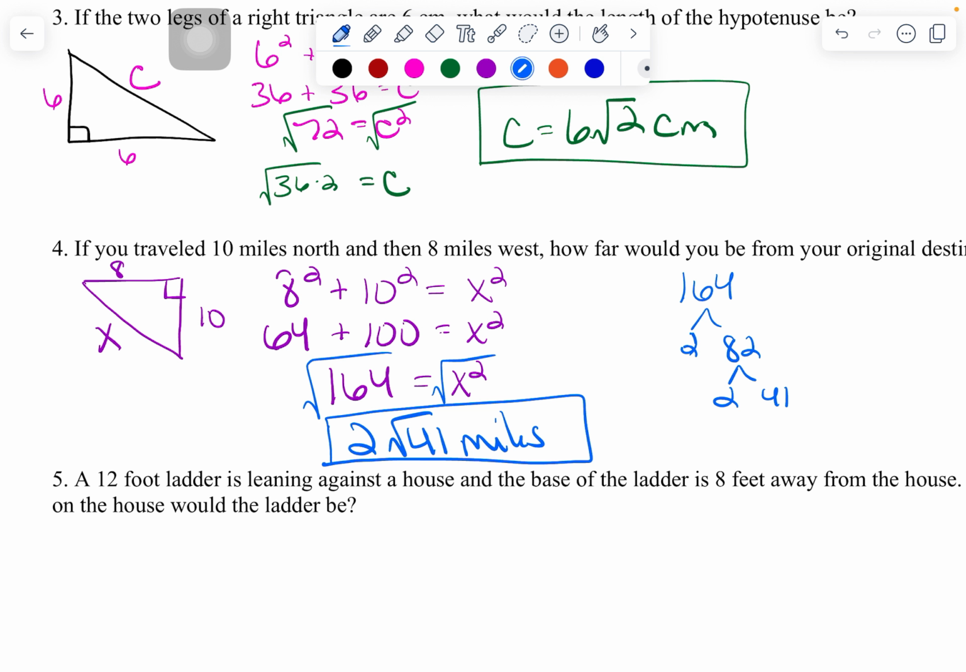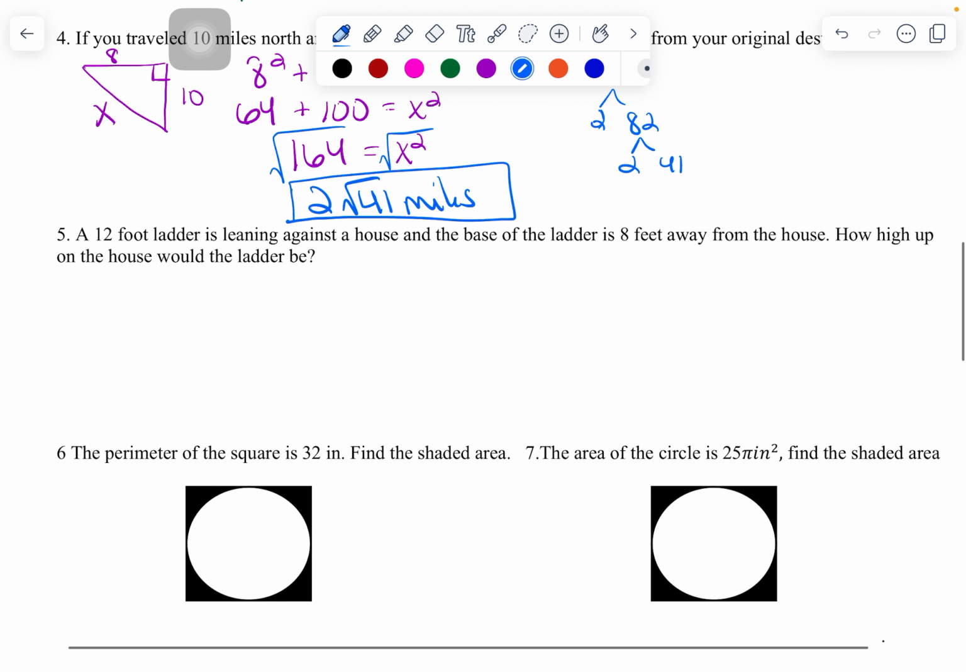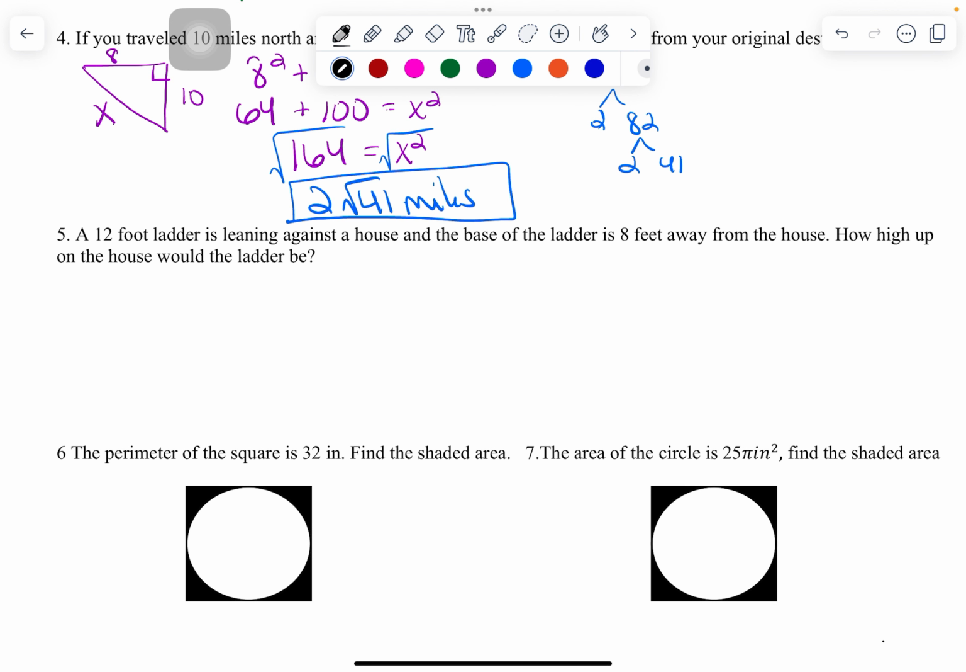All right, last but certainly not least, we're going to talk about number 5 here. For the Pythagorean theorem, we've got a 12-foot ladder leaning against a house. I'm not going to draw a house, but there's a wall of the house. We've got our lovely 12-foot ladder, and it says the base of the ladder is 8 feet away from the house. Now, we are going to make the assumption that the house and the ground do make a right angle. We don't have a weird leaning house or anything like that.